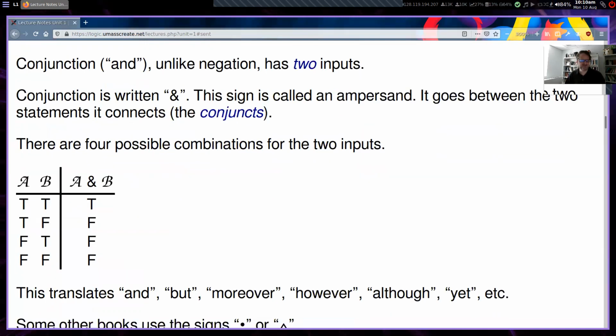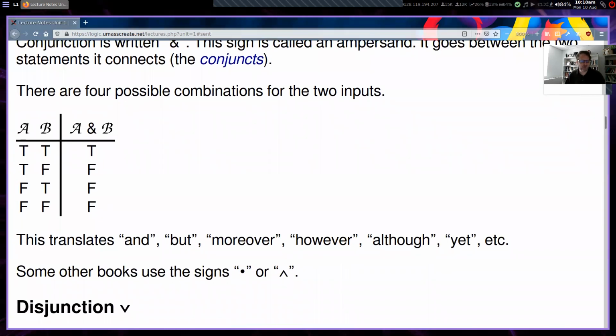Now, since there are 2 inputs, there are 4 possible combinations for the 2 inputs. So I take A as one conjunct and B as the other conjunct, and I form the conjunction A ampersand B, A and B. If A and B are both true, the conjunction is true. If A is true but B is false, if one of the 2 sides is false, the conjunction is false. So when A is true and B is false, but also when A is false and B is true, what I say is false. If they're both false, I'm still saying something false. If I say 2 false things and I join them together with and, I'm still saying something false.